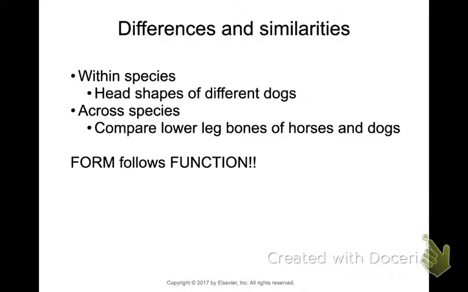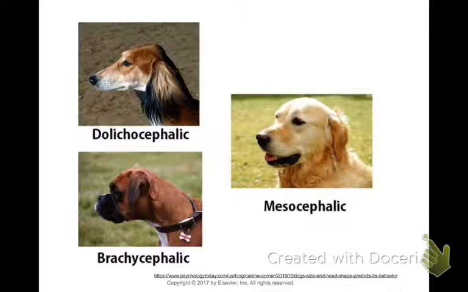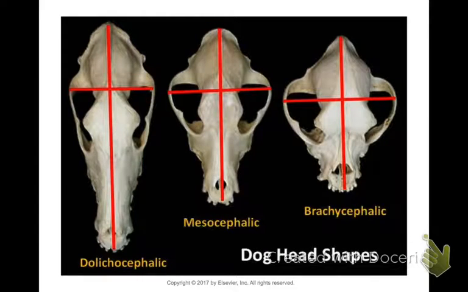So again, we'll see differences, but also similarities. Within a species, we already looked at the head shapes of dogs, and we'll look at that again to kind of reinforce that, but also across species, as we were just looking at the lower leg bones of horses and dogs. So here are our dolichocephalic and mesocephalic examples, and that's within the species, so different breeds of dogs.